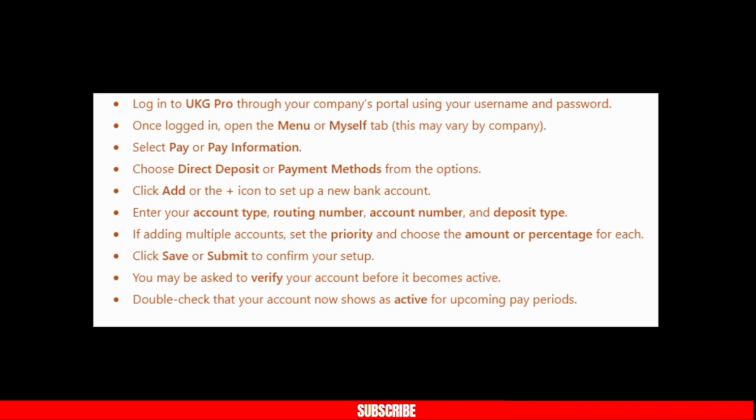Click Add or the plus icon to set up a new bank account. Enter your account type, routing number, account number, and deposit type. If adding multiple accounts, set the priority and choose the amount or percentage for each. Click Save or Submit to confirm your setup.